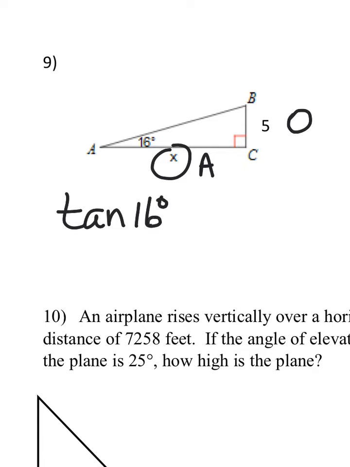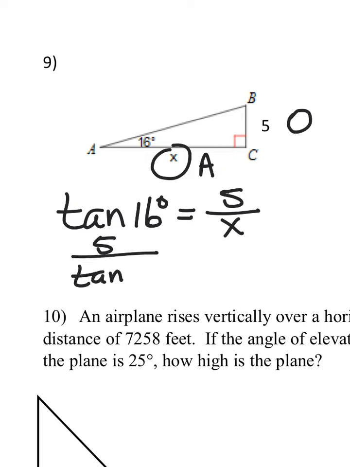Tangent 16 degrees equals 5 over x. Now remember, if x is in the denominator, we need to divide. So we're going to divide 5 by tangent 16 degrees.